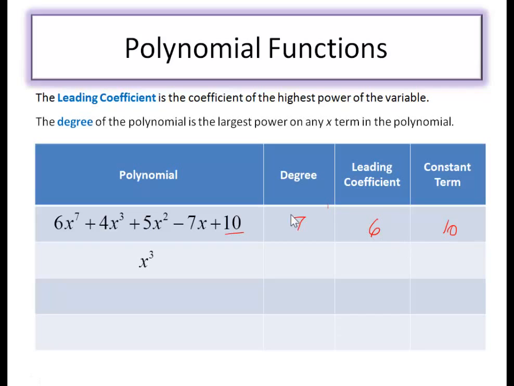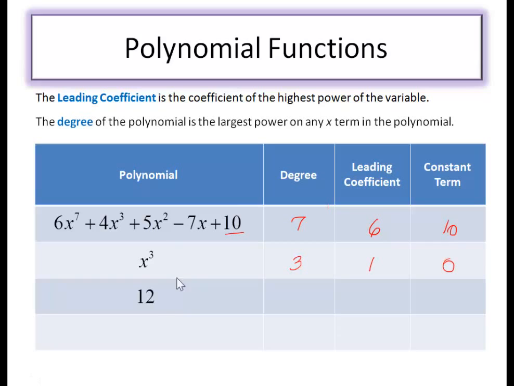For our next example, I have x cubed. So the degree for this polynomial is degree 3. That's the only exponent in the whole expression, so it's the largest one. The leading coefficient here, when there's nothing written in front of my variable, that means that the coefficient is a 1. And the constant term is 0 because there are no constant terms here.